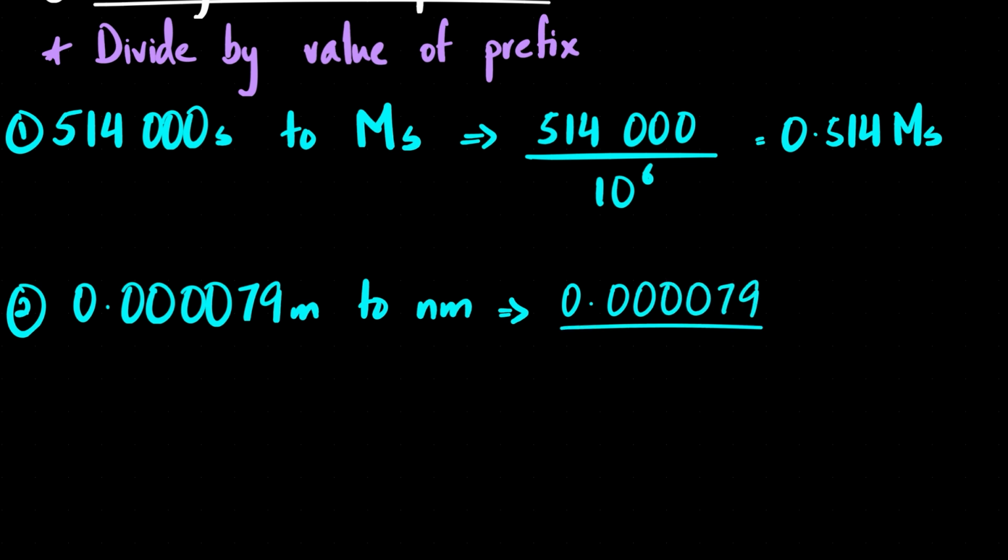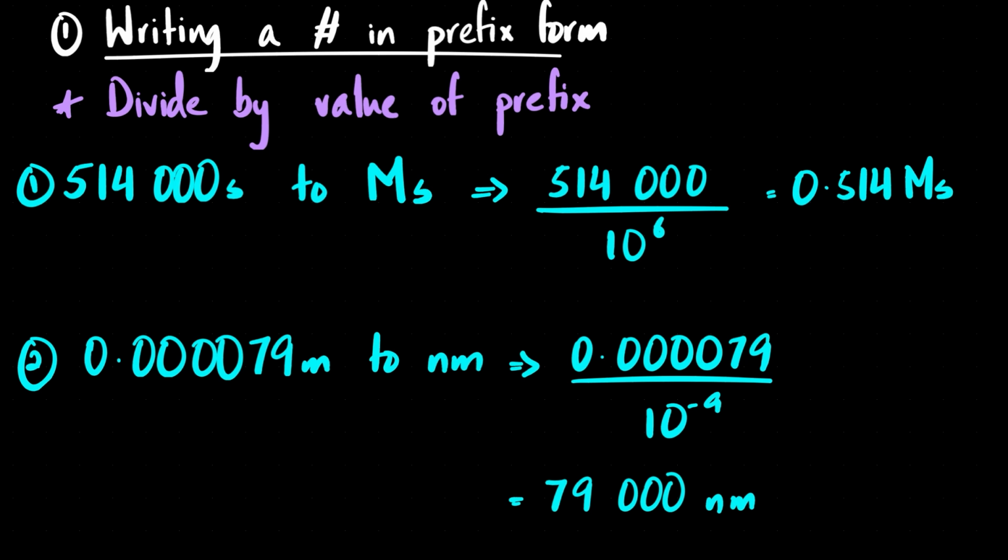0.000079 over 10 to the negative 9, which is basically the same thing as multiplication by 10 to the 9. So 1, 2, 3, 4, 5, 6, 7, 8, 9. So after this you have 3 zeros. So this becomes 79,000 nanometers. Right? So this is how you can write any value in prefix form.